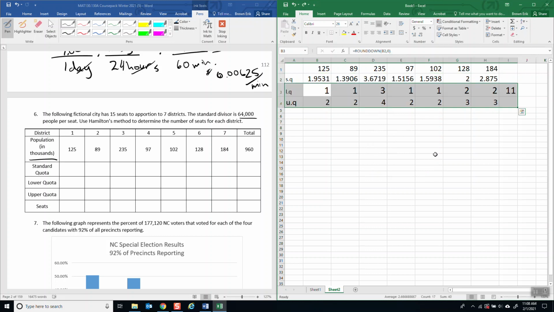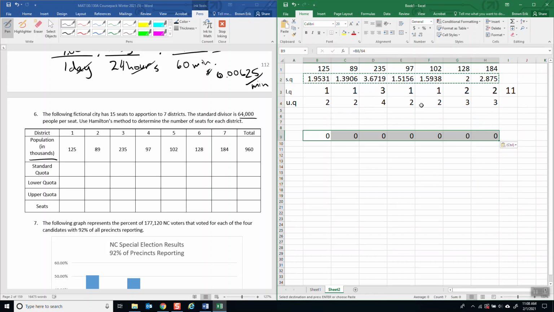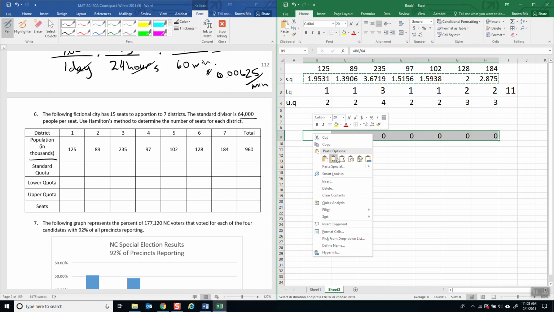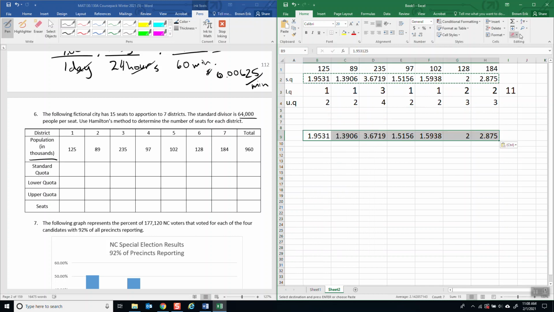No, we don't want to do that. So let me just copy this. I'll do Control-C, Control-V. Oops, nope, I need to paste the values. And now I'm going to sort these from smallest to largest. Did I do that? Largest to smallest.